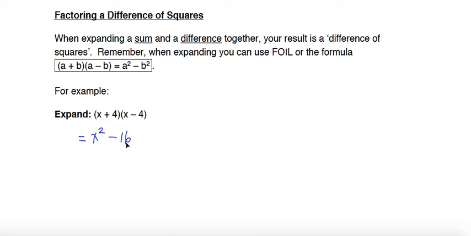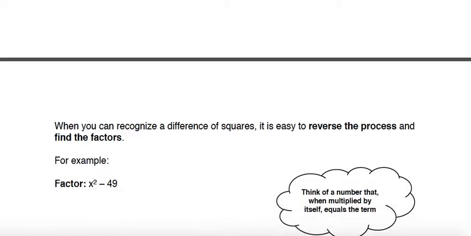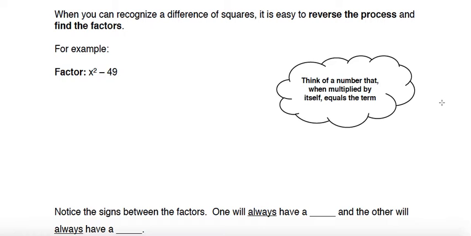And x squared minus 16 is a difference of squares because x squared is a perfect square and 16 is a perfect square. So when we factor this, we can recognize a difference of squares, and it's easy to reverse that process by finding the factors. For example, if we were to factor x squared minus 49, this is a binomial where the terms are both perfect squares separated by a subtraction sign.